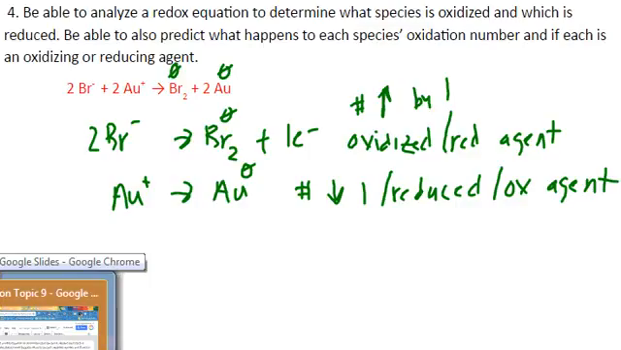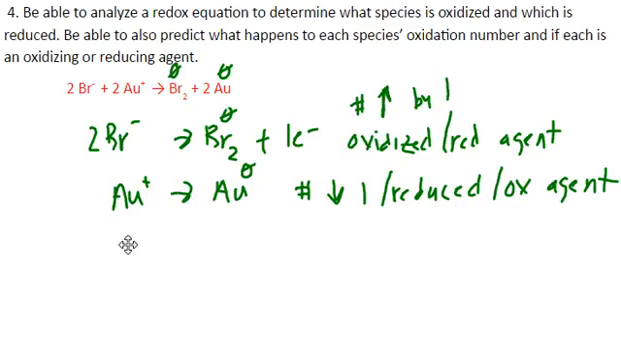OIL RIG is how I keep it straight. Oxidation is loss, reduction is gain. If you are oxidized, that makes you a reducing agent, and if you're reduced, you become an oxidizing agent. And remember, only the reactants can be the oxidizing or reducing agent. So if they asked you what was oxidized or what's the reducing agent, it would be Br-, not Br2.